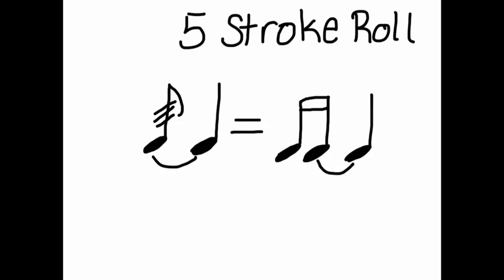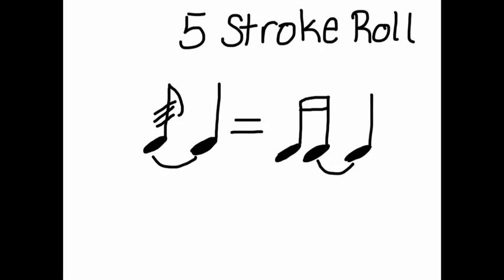Here's what the 5-stroke roll would look like in music. This is the actual buzz part of the roll, and this is the terminating note, just like the others. Think about how many 16th notes fit into one 8th note. Remember that there were 4 16th notes in a quarter note, and an 8th note is half of one quarter note. 2 16th notes is the correct answer. So here's our skeleton, 2 16th notes plus 1 quarter note.